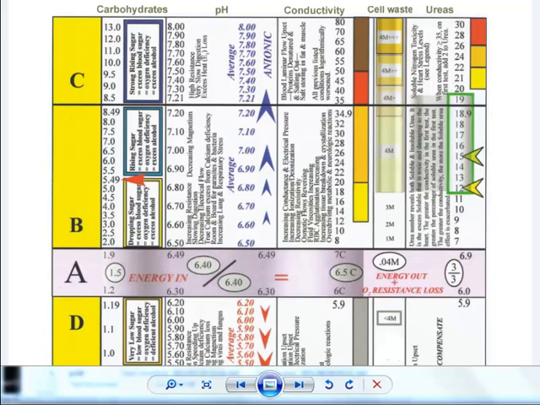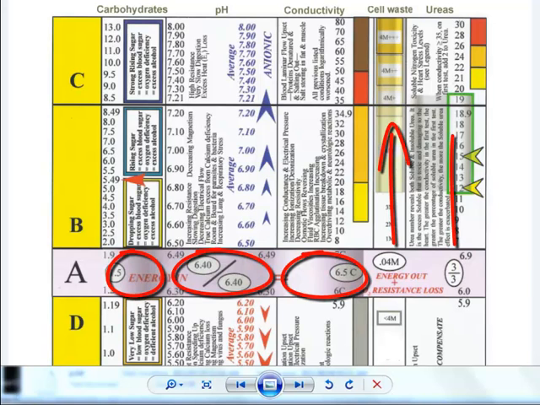In fact, while on the program, we keep the first 3 numbers, carbohydrates, pH, and conductivity, as close to ideal as possible, with the last 2 numbers, cell waste and the ureas, in the high range.